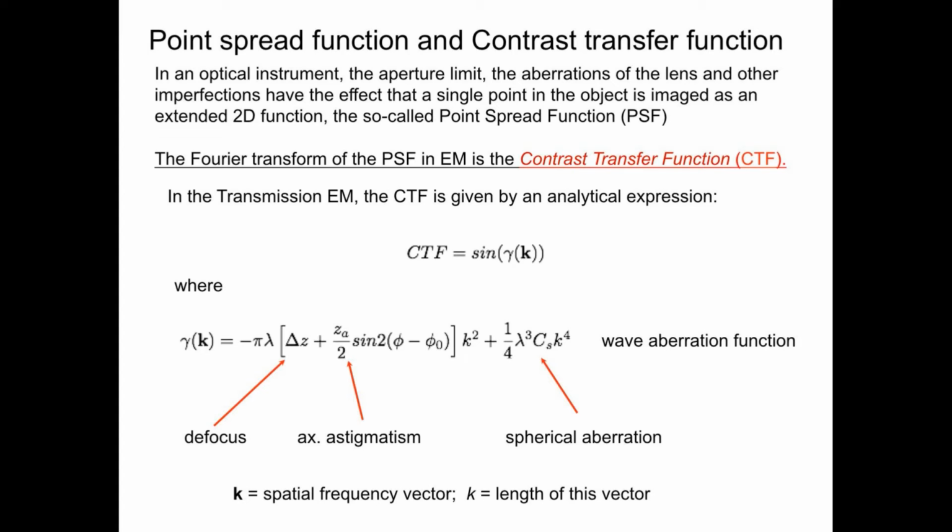And I'm always using this notation. K is the spatial frequency vector, which is the vector in this plane, in the aperture plane, and k is simply the length of this vector. So this here is sufficient when we have the astigmatism corrected.